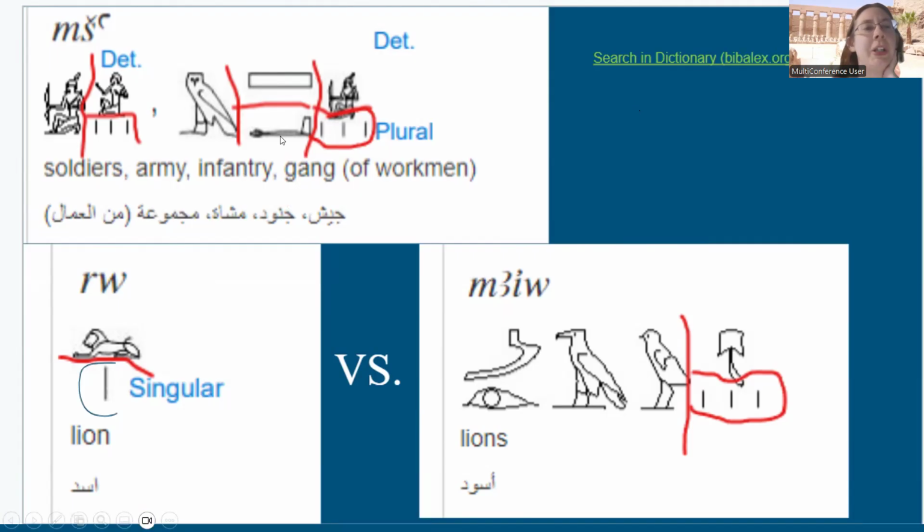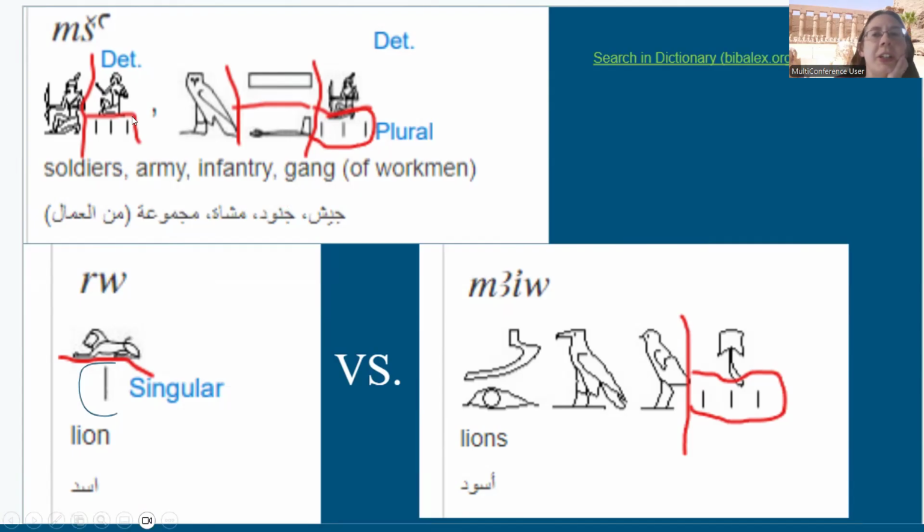So first we have this word here, which is mesh-ah. Again, pronunciation is probably not all the way correct, which can be translated as the word for soldiers or army or infantry or a gang. And then they put it in parentheses here, a gang of workmen. So not necessarily like a street criminal gang, but like a group of people that you have when you're doing construction projects.